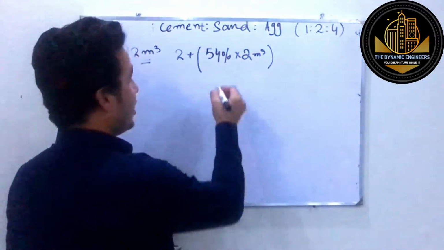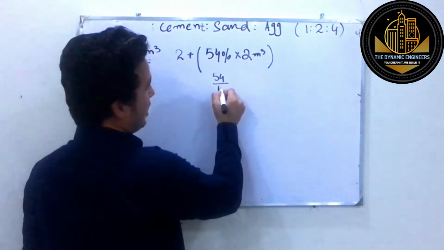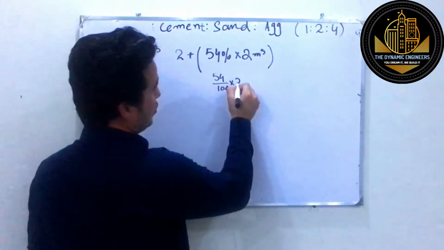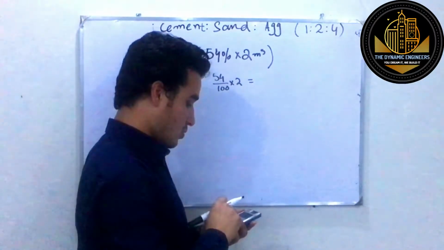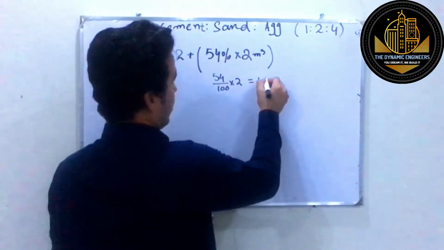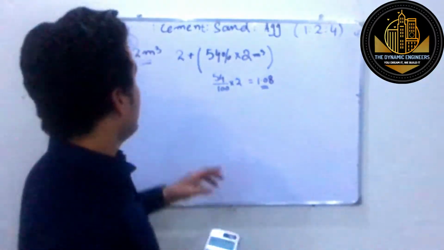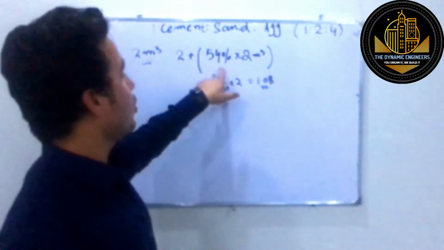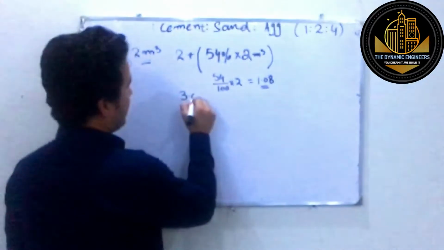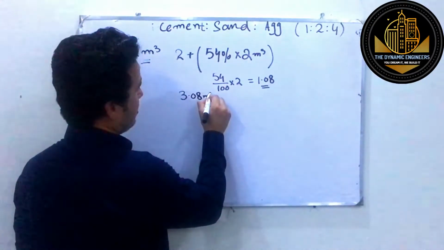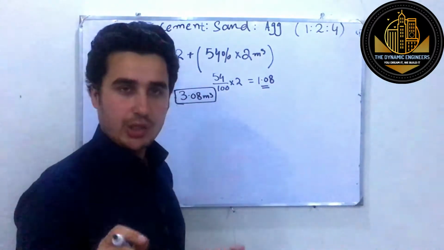So let me show it to you. It will be somewhat like this: 54 divided by 100 multiplied by 2. Okay, which is equal to 1.08. Okay, so 2 plus 54% of 2 meter cube, which is 3.08 meter cube. So this is the dry weight of concrete.